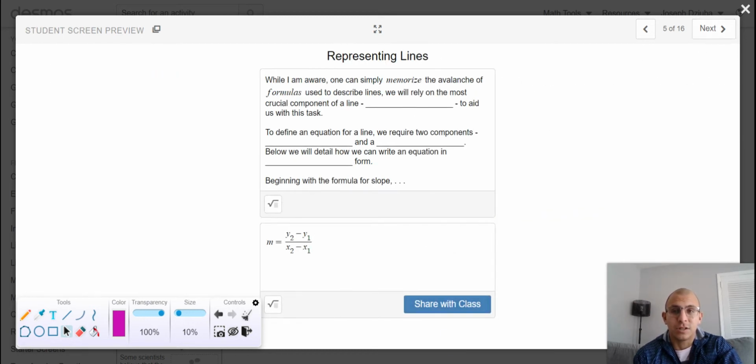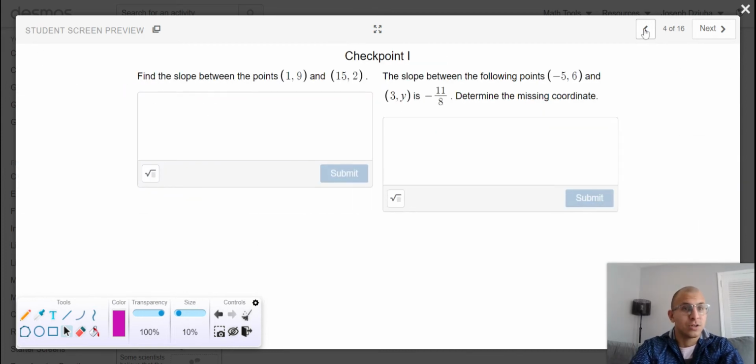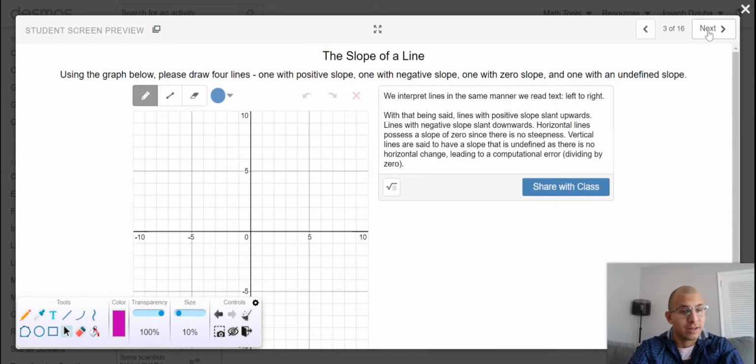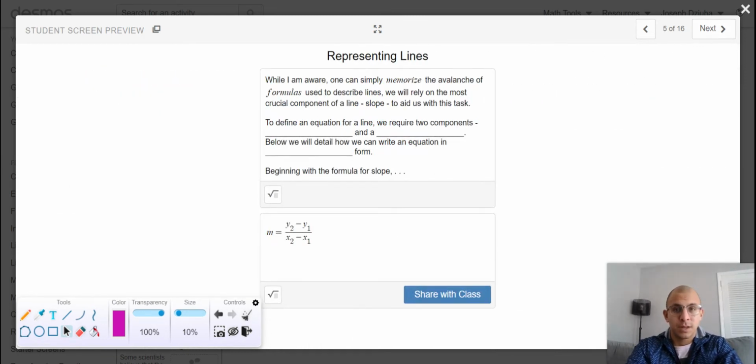Okay, now getting to the good stuff. So while I am aware we can obviously just memorize the avalanche of formulas used to describe lines, we are going to rely solely on the most crucial component of a line, and that's its slope. That's why 2 slides ago I had you draw lines contingent upon the slope of those lines.